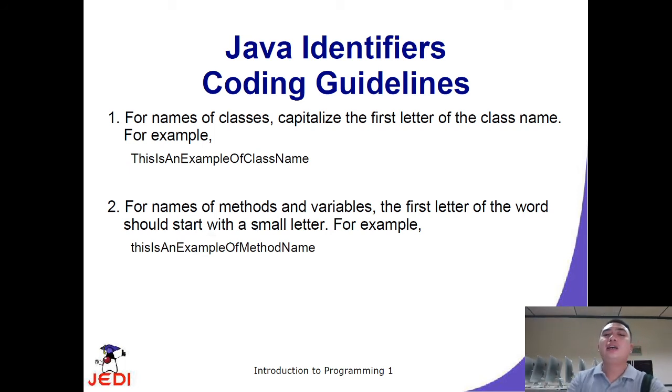C-A-M-E-L case. So this is an example of camel case, for names of methods and variables. So sa mga methods naman and variables, if it is not a class, you need to start with a small letter to identify that that is a variable or method. Okay, so this is an example of a method name or variable.